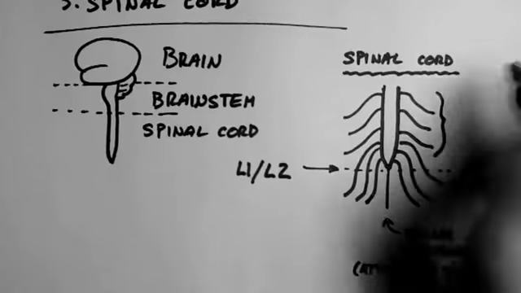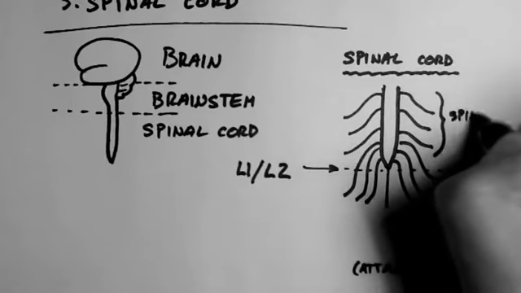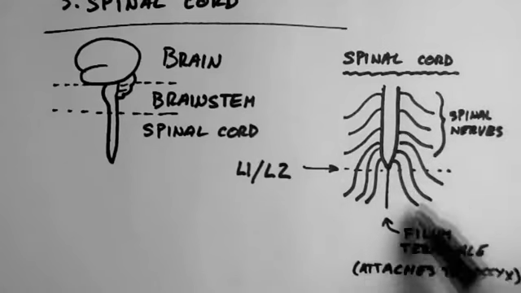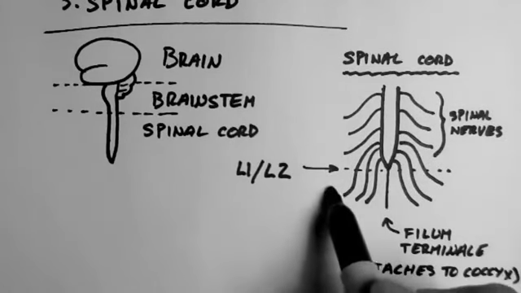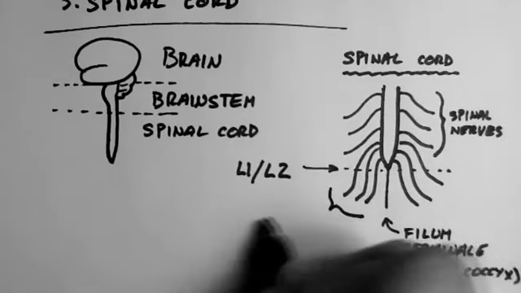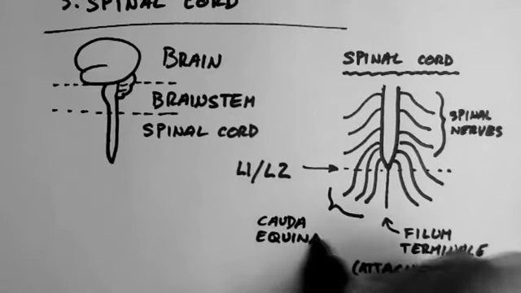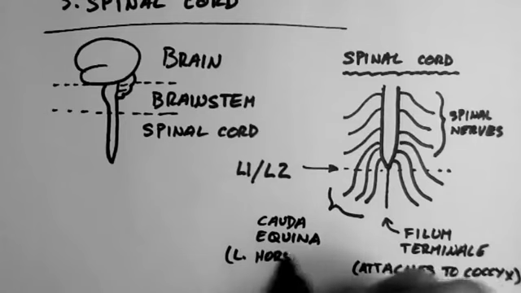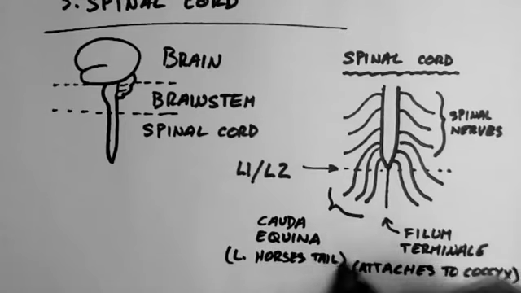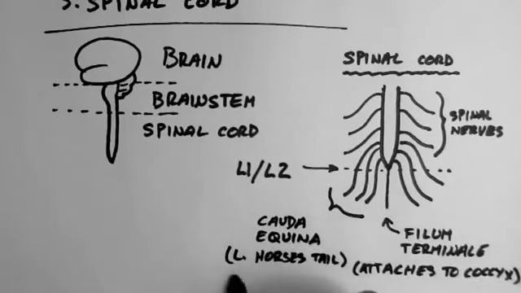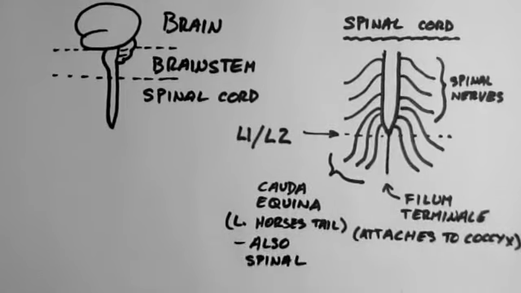Coming from the sides of the spinal cord are spinal nerves. Down here we have the cauda equina, which is Latin for the horse's tail. And they're also spinal nerves, but they hang down below the level of L1 and L2.